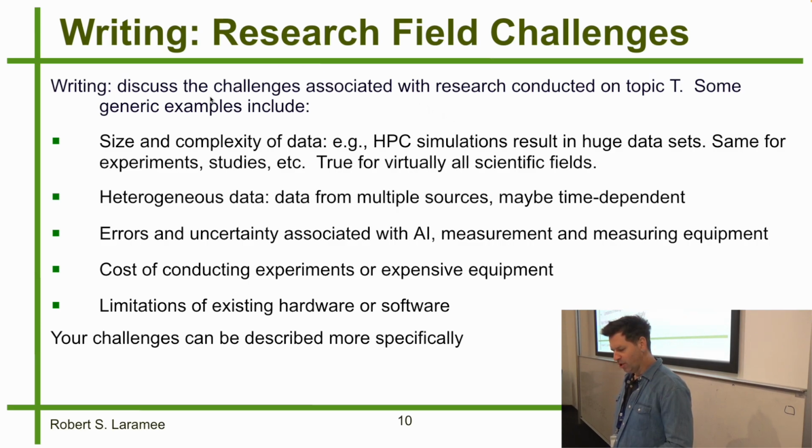A very common challenge in the scientific literature is heterogeneous data. Heterogeneous data refers to data coming from more than one source. An example might be electronic health records. Electronic health records might contain images, written letters, prescription information, diagnosis information, and so on.